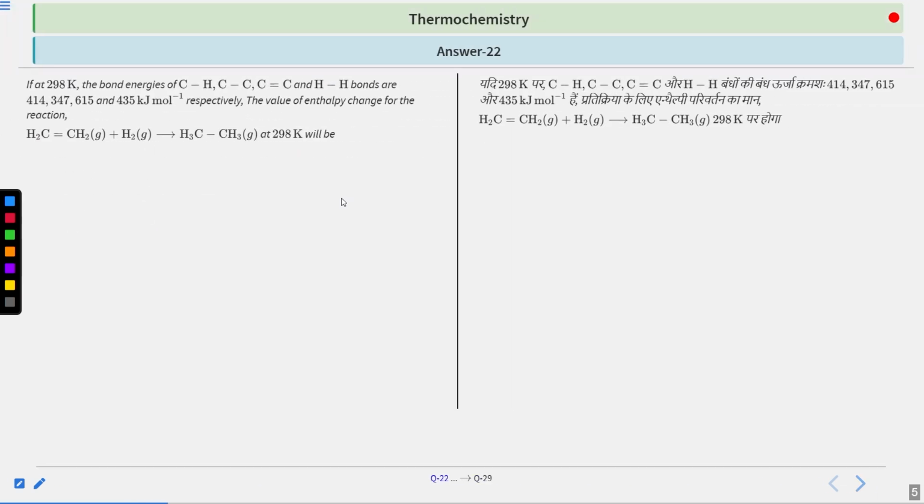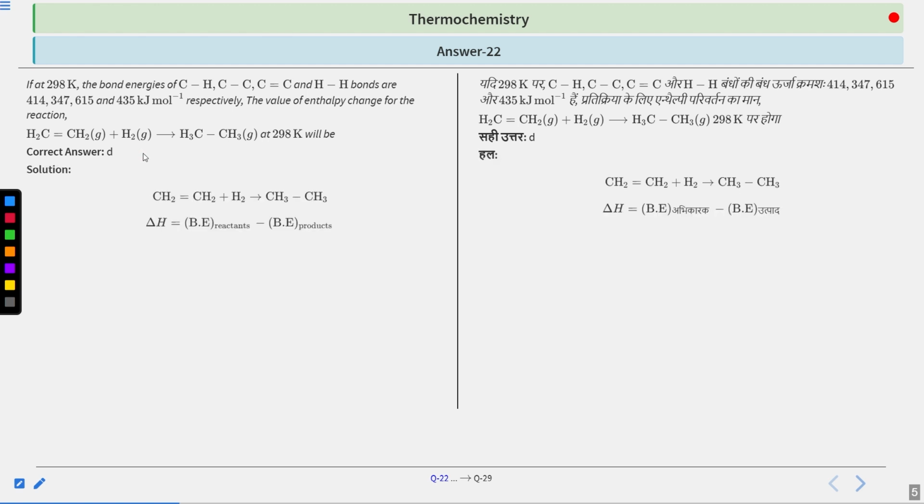So what was being given? The C-H bond enthalpy means the energy that is required to break this bond, then C single bond C, then C double bond C and H-H bond. Four types of bond energies are given, in kilojoule per mole. Now you have to find the enthalpy of reaction for this reaction, which is simply hydrogenation of the ethene molecule to ethane. Now how will we do it? For those who have solved, the correct answer is D.